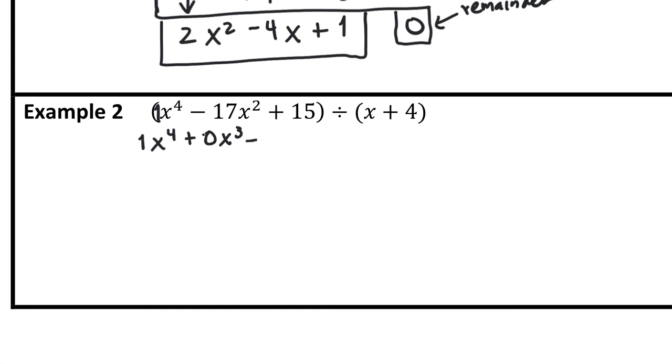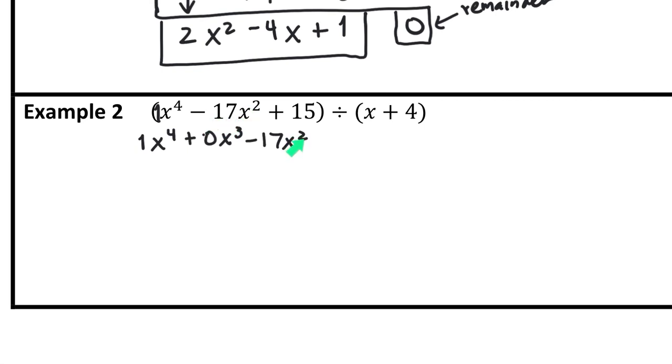Then I have negative 17x squared. So I have 1x to the power of 4, 0 x to the power of 3. There's nothing with x to the power of 3, so I'm going to say that there's 0. Then what's after the power of 3? It's the power of 2. Do I have anything with the power of 2? Yes, negative 17x to the power of 2.